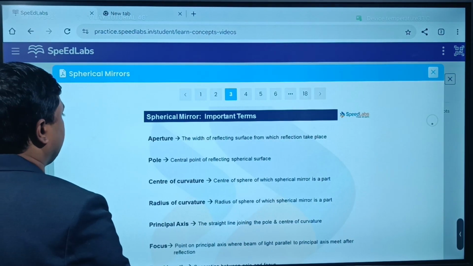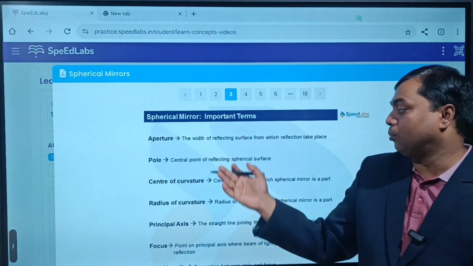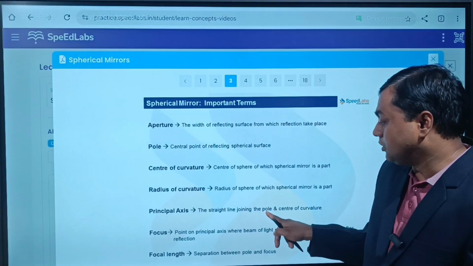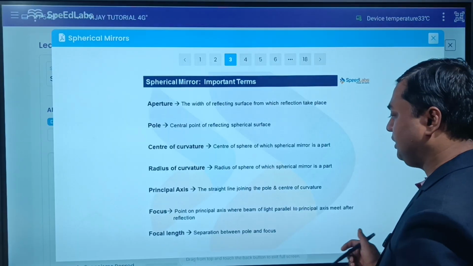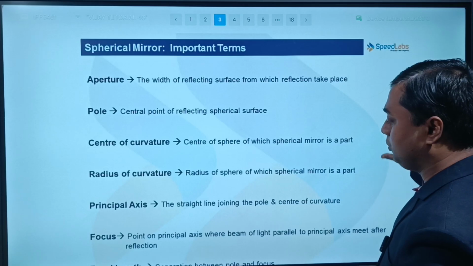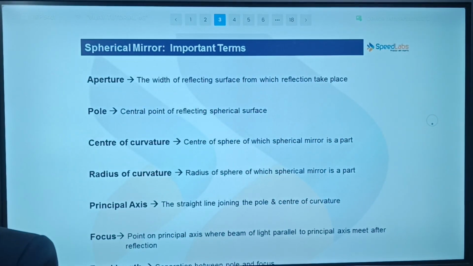Here a few terms are there. Definitions you can note down, like aperture. What is aperture? What is the pole of the mirror? Center of curvature, radius of curvature, principal axis, focus. So these are the various terms related to mirrors. Please make a note of this.